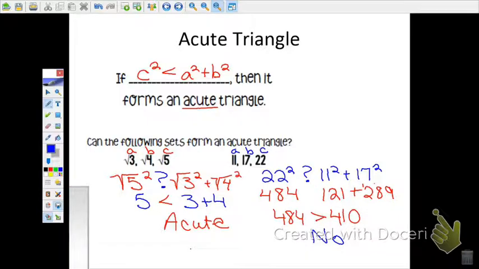So, Pythagorean theorem, you need to show your work. Some of you did not do that very well on your face activity, and that's why you lost points. Because you wrote this and then you wrote your final answer, if you even did that. That's not showing your work. You need to show your work step by step.